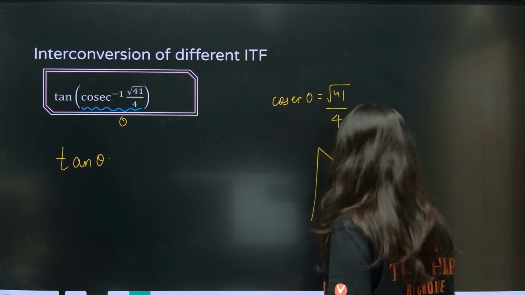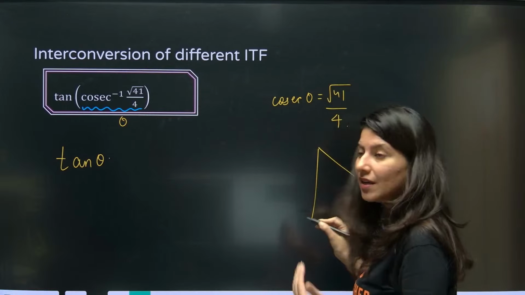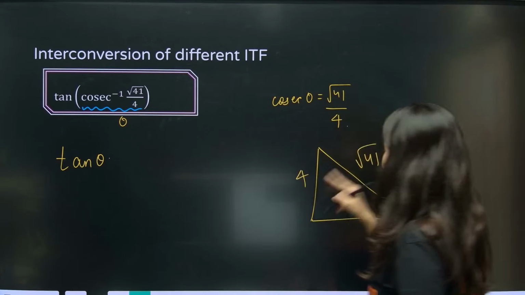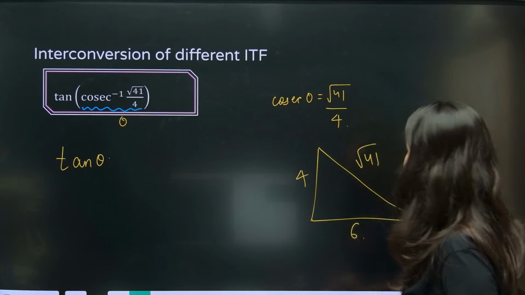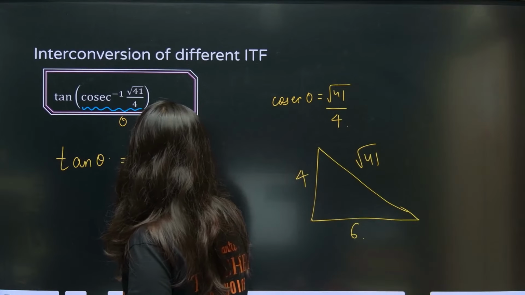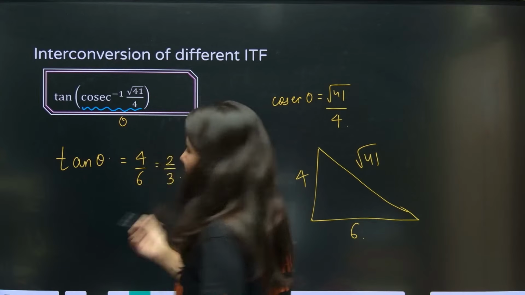Cosec theta is what? Sine is perpendicular by hypotenuse. So this is root 41. This is 4. So 41 minus 4, 36. This is going to be 6. Now what do you want? Tan theta. So tan theta will be what? 4 by 6. Can you see how easily I have calculated? This is 2 by 3.